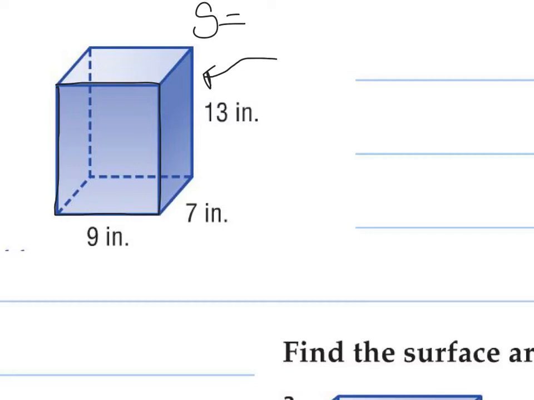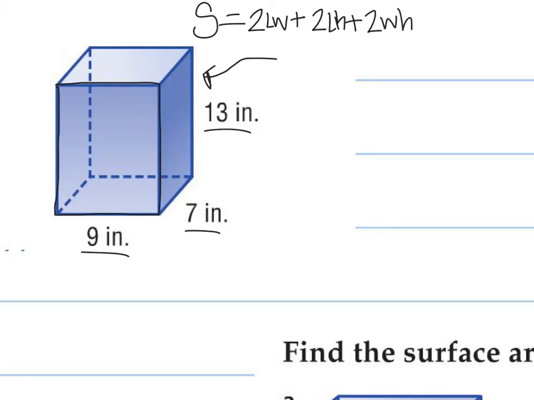Surface area is 2 times the length times the width plus 2 times the length times the height plus 2 times the width times the height. It might be in a different order than what you just wrote out, but because it's addition, it doesn't matter the order that you do it. Basically, you're taking the sides and you're kind of pairing them up with each other and multiplying them times 2.